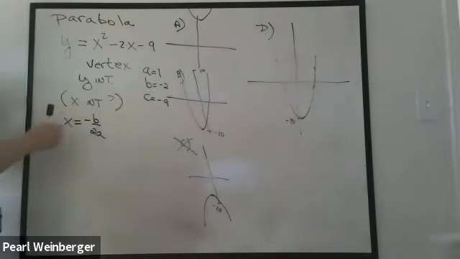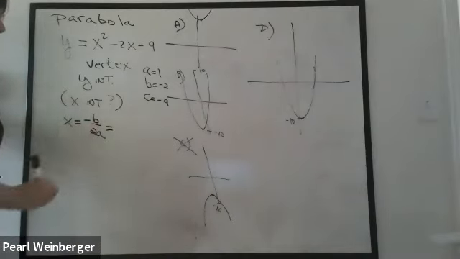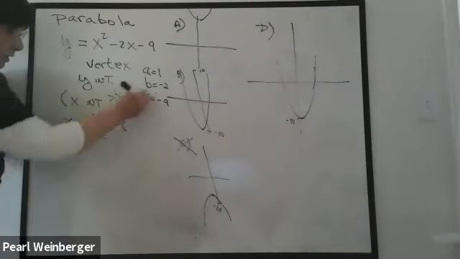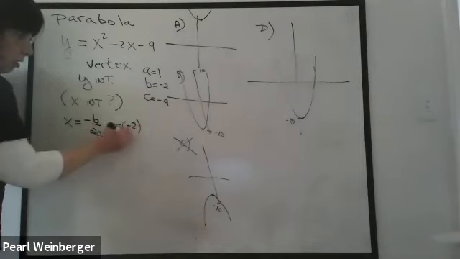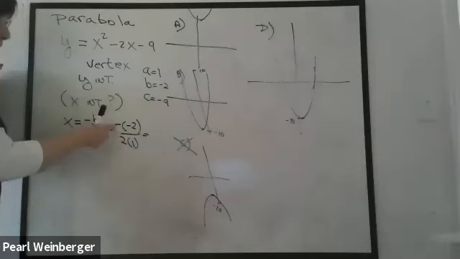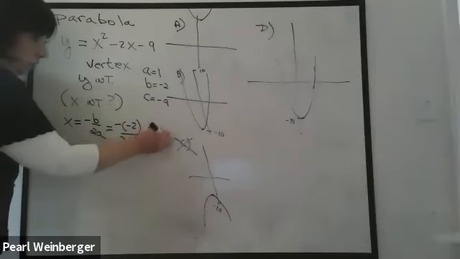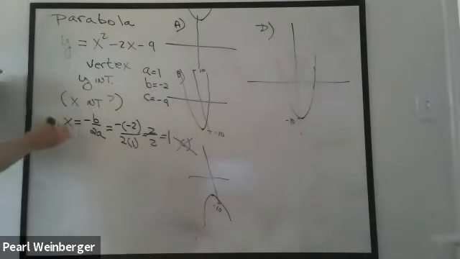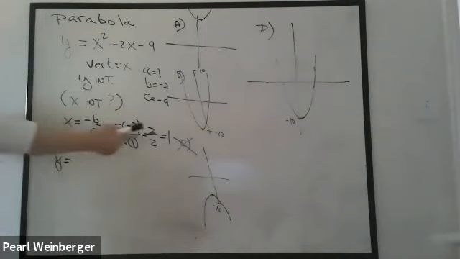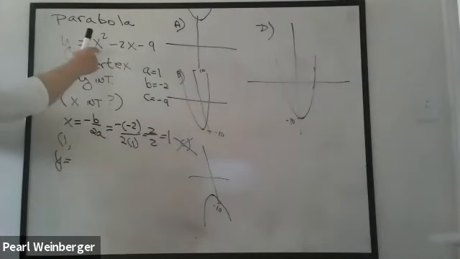So the x of the vertex will be negative 2 over 2 times 1, which gives me negative and negative is positive 2 over 2, which gives me 1. The x of the vertex is 1. To find the y, we stick it into the equation. We have what x is. We're going to replace the x in the equation with 1.